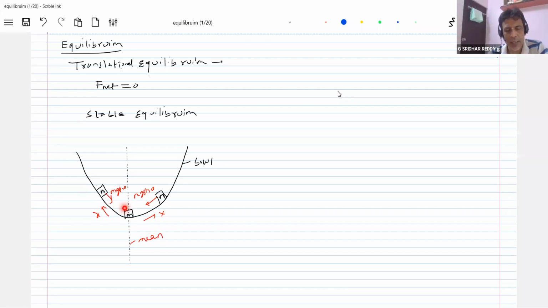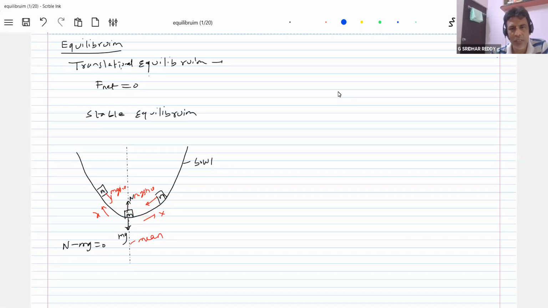How to identify it? There's one method we use in physics. First check whether it is in equilibrium. For equilibrium, what is the condition? The net force: N equal to mg, or N minus mg equal to 0. As I displace the block from the mean position, the force will act opposite to displacement. Similarly on the other side, mg sin theta will act opposite to displacement. So this particular system is a stable equilibrium.